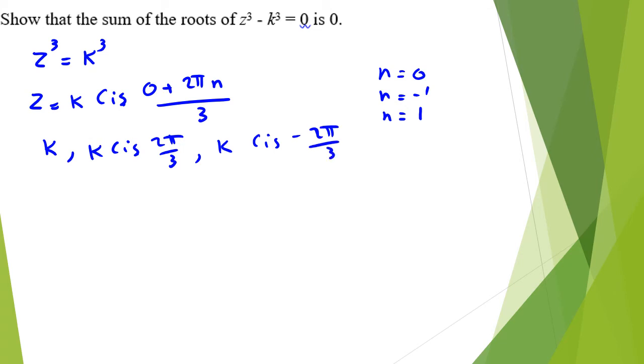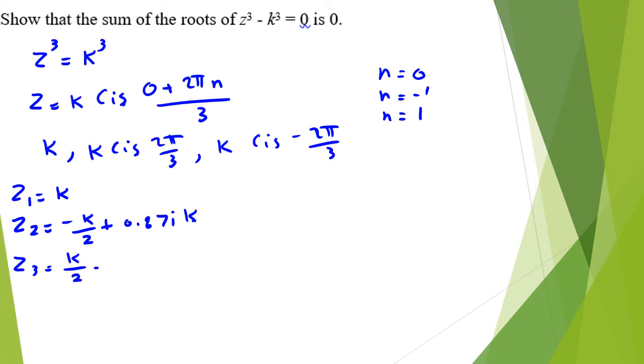Now you're going to rewrite each one of those roots in rectangular form. So the first one in rectangular form is just k. The second root in rectangular form is -k over 2 plus 0.87k. The third root is -k over 2 minus 0.87k. Now the sum means you're adding them all together. So add all the roots together.